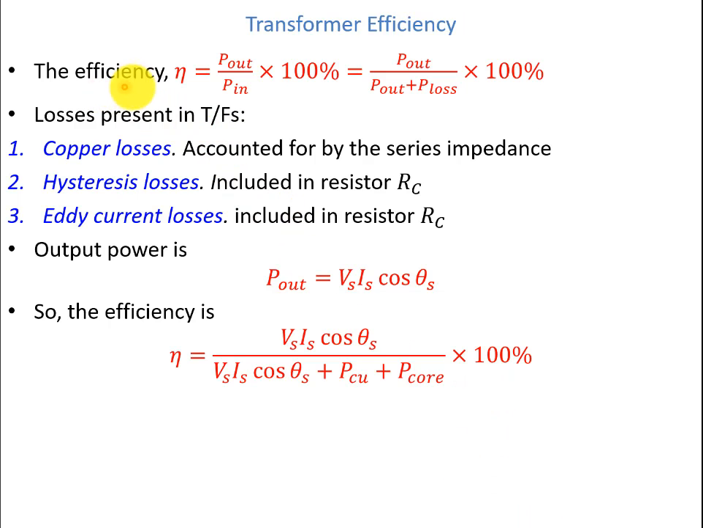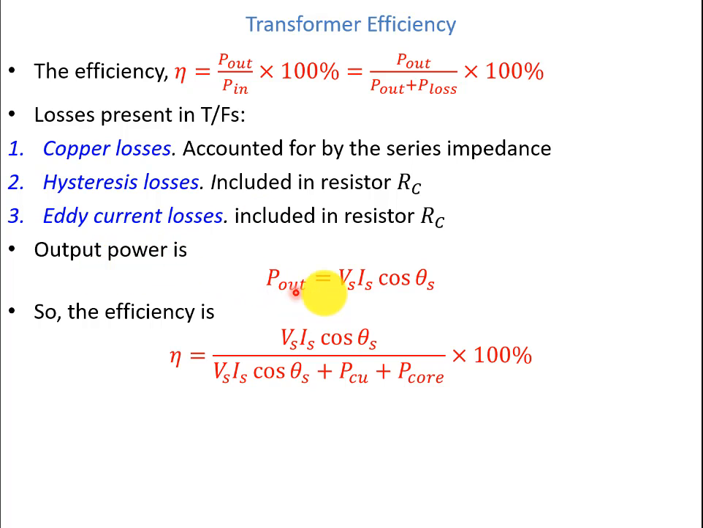Similarly, the efficiency eta can be defined as P out over P in times 100%. This is the basic relation we know for any system where we want to find out the efficiency. So P in here in this transformer can be defined as P out plus P loss. All the losses could include copper losses, hysteresis losses, eddy current losses. So copper losses are in the series impedance. Hysteresis and eddy current losses are lumped together in Rc.